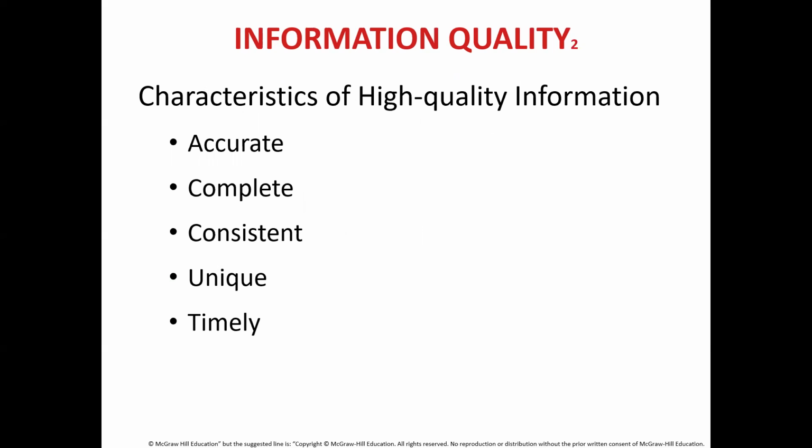Characteristics of high quality information. The characteristics include accuracy. Accuracy asks, are all the values correct? For example, is the name spelled correctly? Is the dollar amount recorded properly? Completeness asks, are any of the values missing? For example, is the address complete, including street, city, state, and zip code?